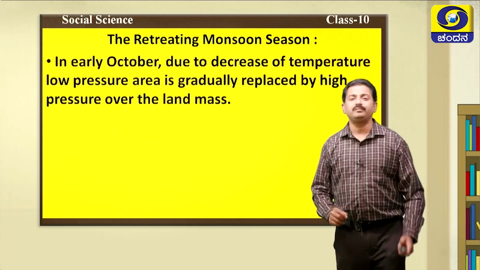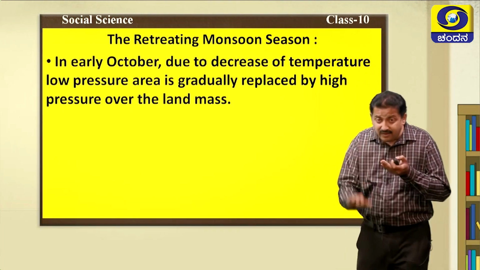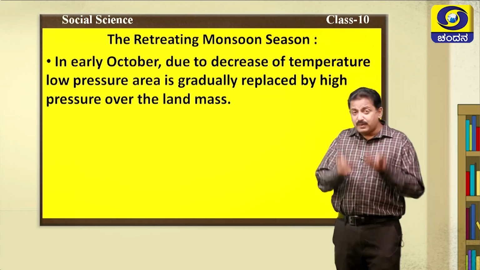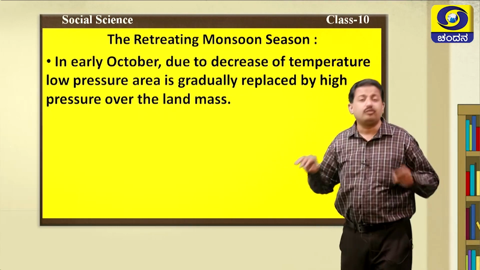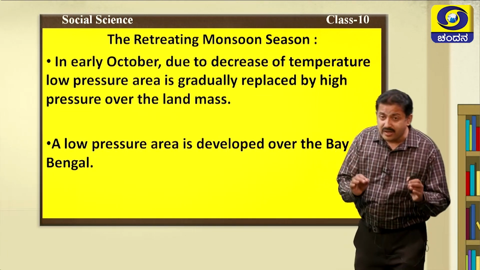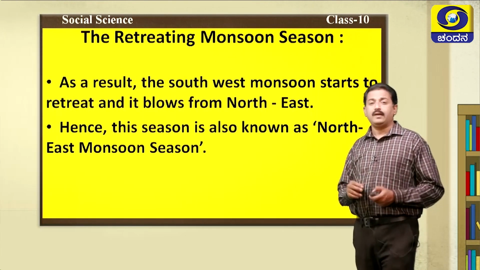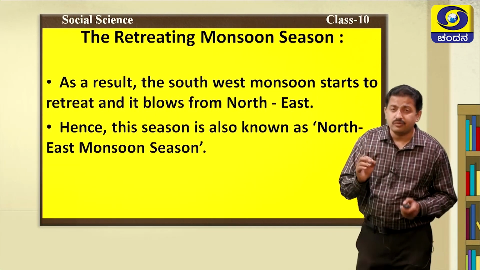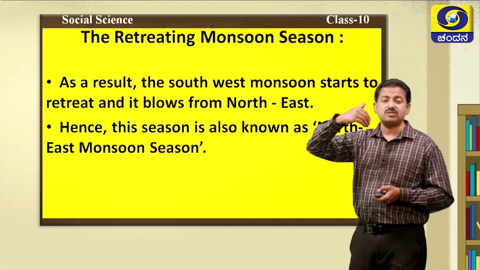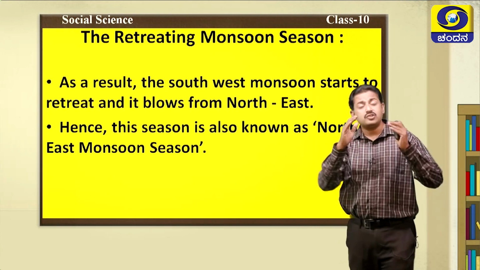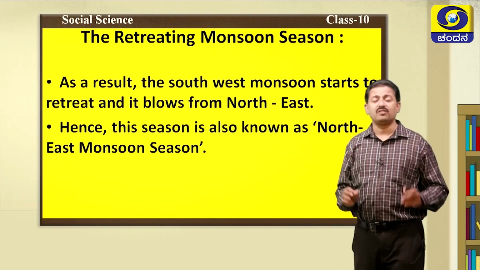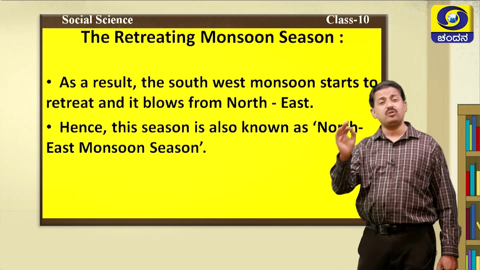In this season, in early October, due to decrease of temperature, the low pressure area is gradually replaced by high pressure. So, the high pressure area pushes the clouds away. So, that is the indication of retreating monsoon. A low pressure area is developed over the Bay of Bengal, and as a result the southwest monsoon starts to retreat, and it blows from the northeastern side. Southwest monsoon winds start to retreat and start blowing from the northeast. Hence, this season is also known as the northeast monsoon season.